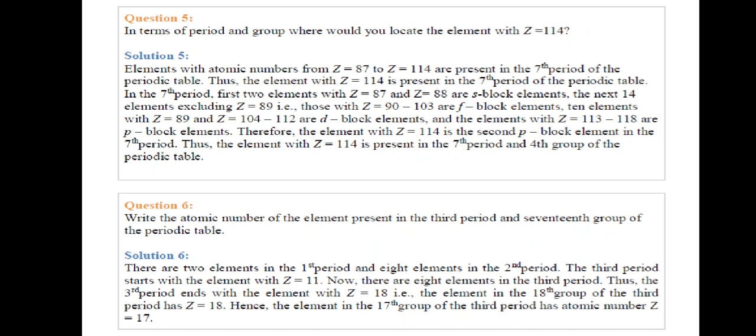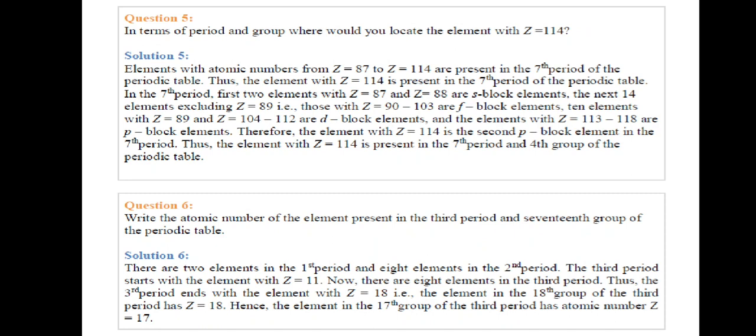Next, write the atomic number of the element present in the 3rd period and the 17th group of the periodic table. 3rd period और 17th group में जो element present है उसका atomic number क्या होगा? This question is reverse of the previous question. There are 2 elements in the 1st period and 8 elements in the 2nd period. The 3rd period starts with atomic number Z equals 11.